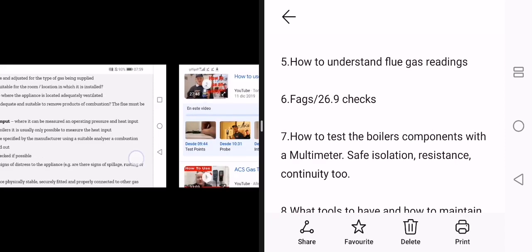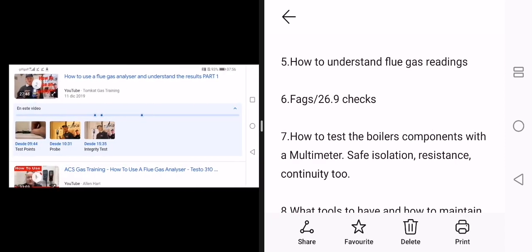How to understand flue gas readings. There are videos online for this, but there is no substitute for proper training and also ensuring that you're Gas Safe registered. You need to be able to understand what the readings are all about, what the manufacturer wants their CO2 readings to be, whether it's 9% or 9.5.